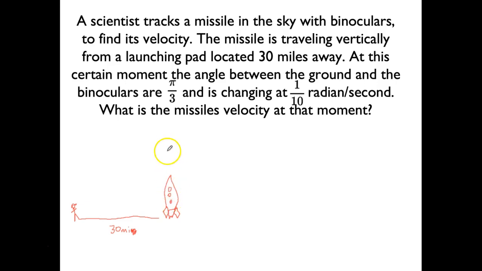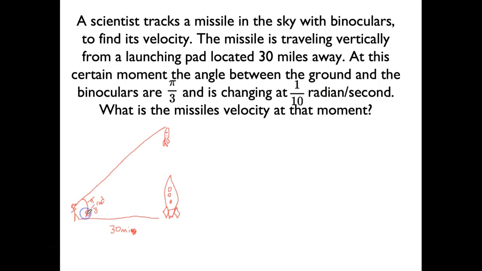Okay, so it's telling me that the rocket's already in the air. So let's imagine the rocket's somewhere up here. Okay, so you got your 3 windows. Okay, it's flying. His eyesight is looking at it, and the angle between the floor and the man is pi/3 radians. Okay, it says that's changing at 1/10 radians per second.